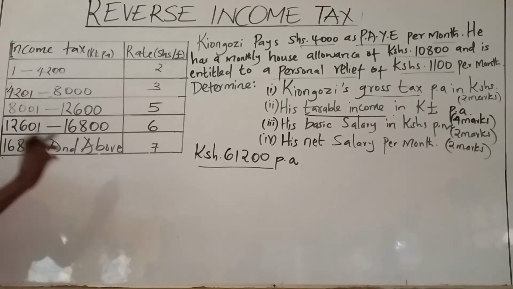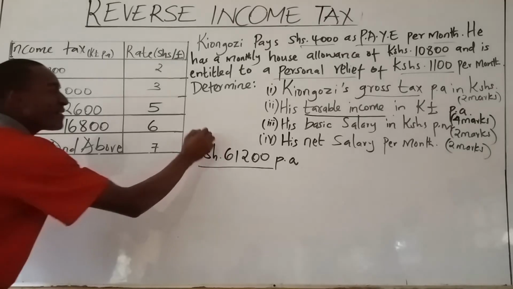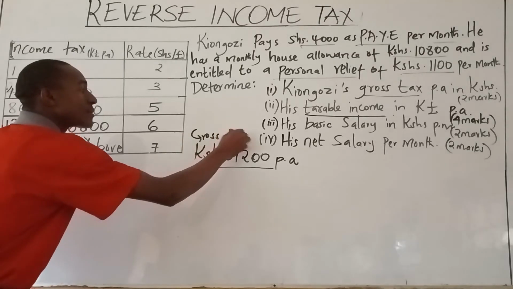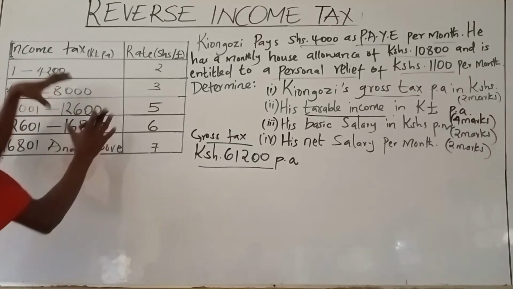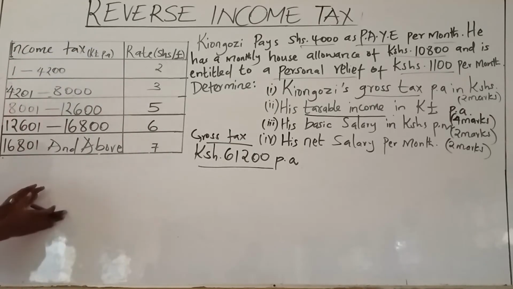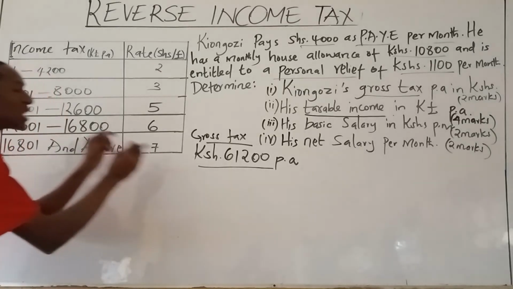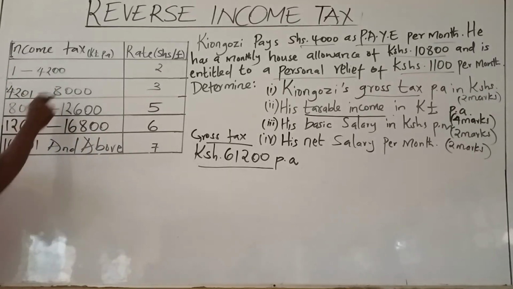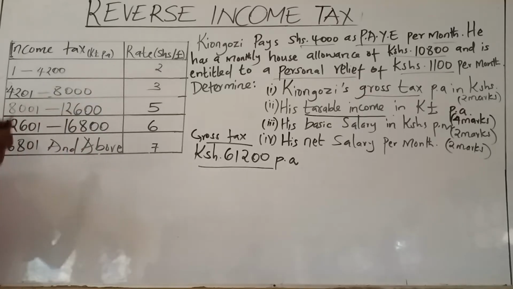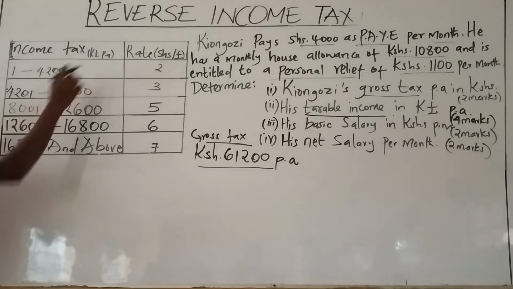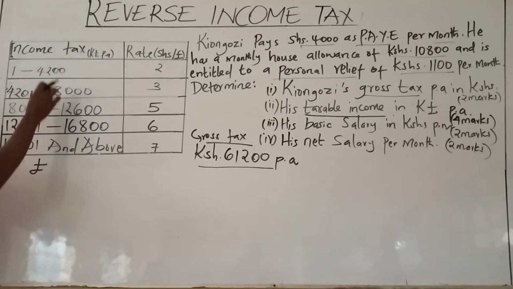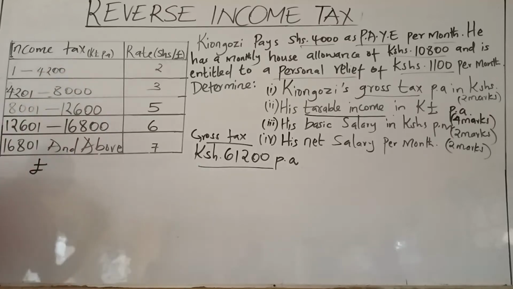So what we do in reverse, once you have the gross tax, you don't look at where this amount lies in the table, like what we used to do in the other examples. What we shall do, we shall tax blindly because we don't know in which slab that money will be found. So I want us to follow the following steps. First, this money is in Kenyan pounds, so we start taxing quote unquote blindly.